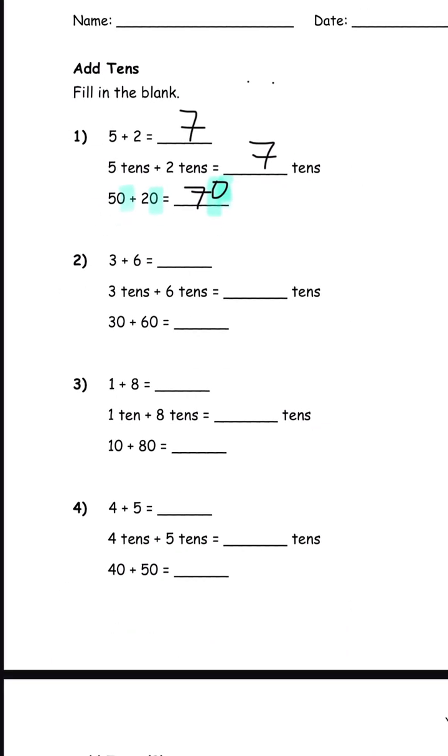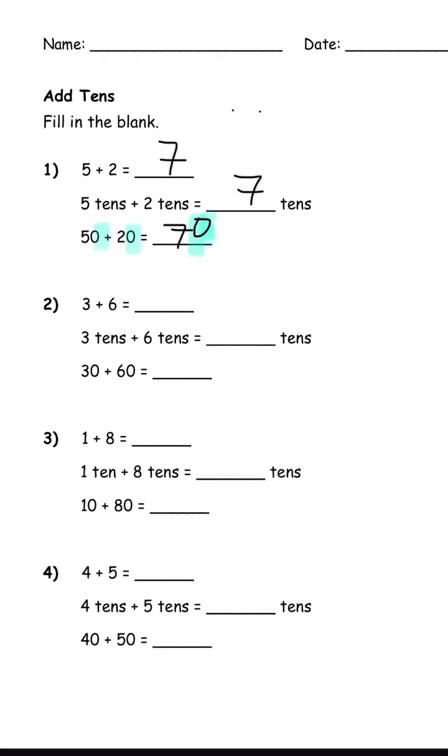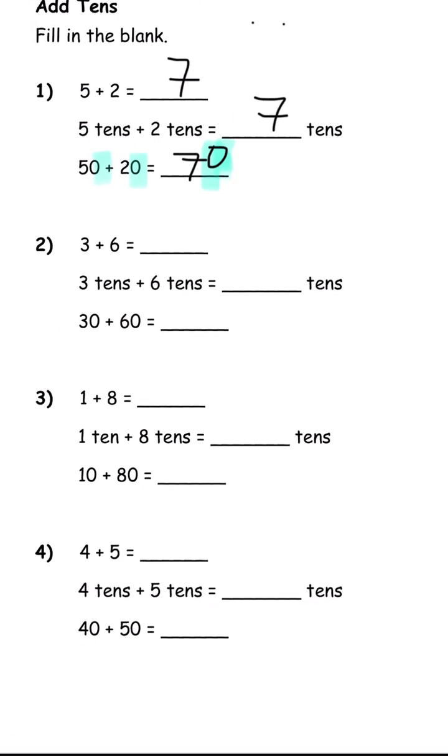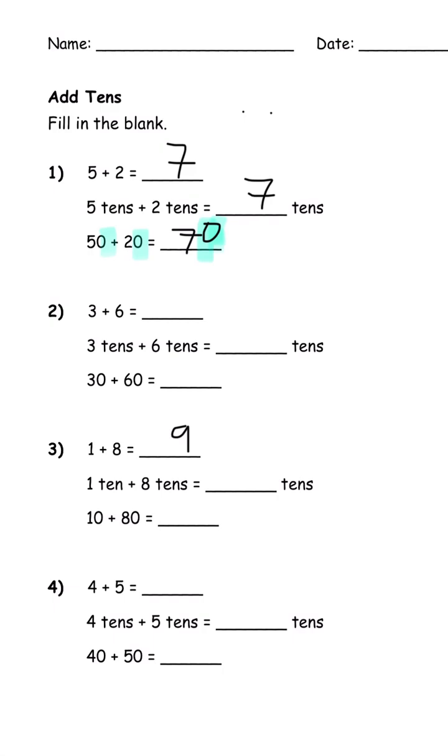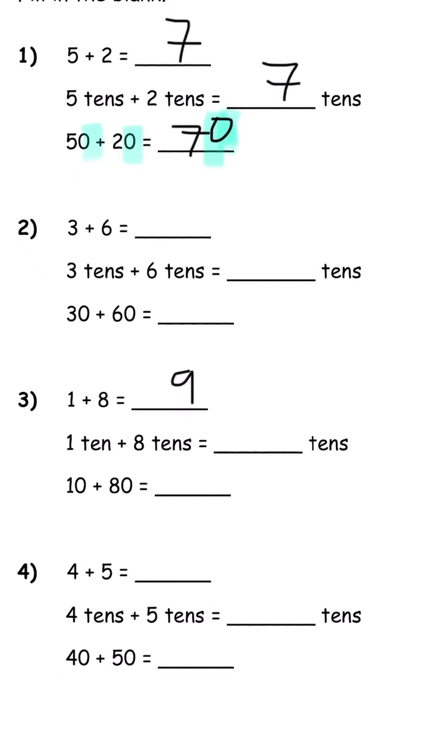Okay, let's try number 3. We have 1 plus 8. So 1 plus 8 is 9, right? It's easier if we do 8 plus 1. And then now we're going to do 1 ten plus 8 tens. So when we look at it, we wrote down the same number, right? It's going to be the same for this one because that's 1, 1, 8, 8, and here it just says tens, right? So that's going to be 9 tens.